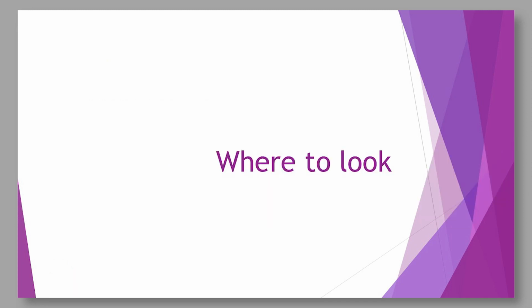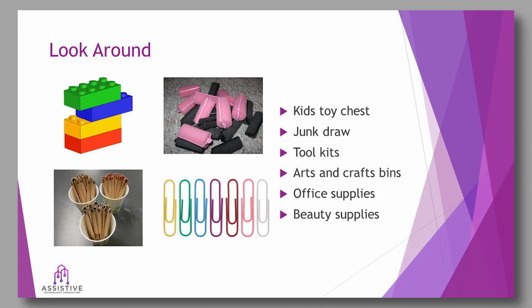So where to look? For me, the first place I looked was in my nephew's toy chest, right? Then I looked in the junk drawer. Everybody has one. Some of us have 2 or 3. I looked in the toolkit. I looked in the arts and crafts bins. I looked in my office supplies, and believe it or not, I even looked in the beauty supplies. So these are places that you can look that are just in your home environment. What today's presentation really is about is that you're going to look at something one way and then switch it over to use it another way.